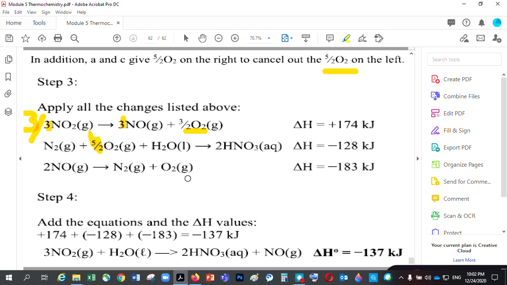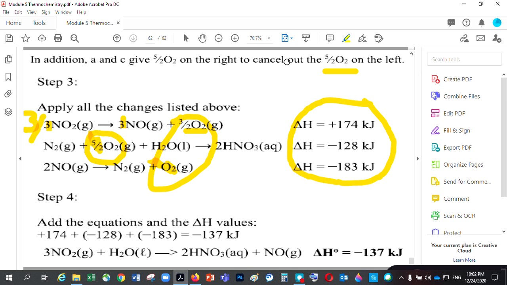And if you look at the whole thing here, the oxygen is here, and the oxygen is here, and the oxygen is here. 5/2 on the left, and if you add those, the 5/2 cancels out. So this is just step 3, the oxygen. So you add all those up together, flipping, changing the sign, dividing by 3.5, whatever, or multiply by half. So all together, this with the equation will give you this one here, plus NO, and the amount is 137 kilojoules.